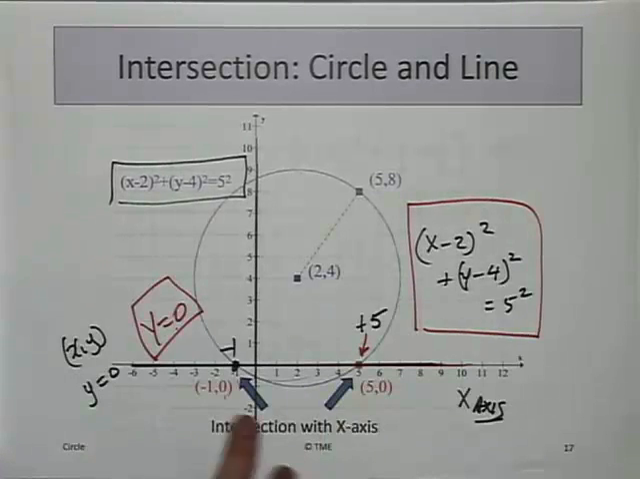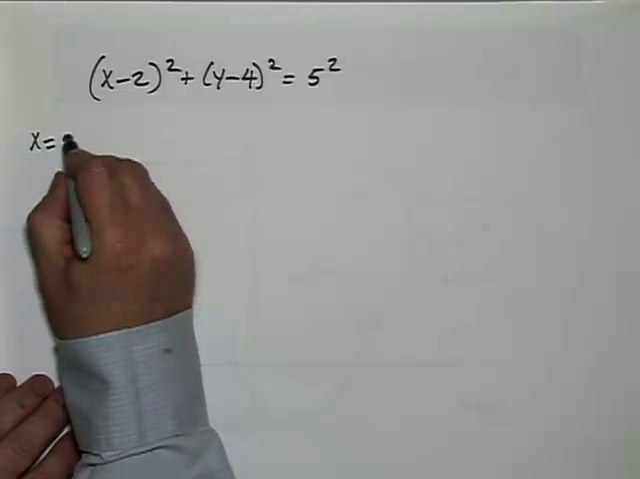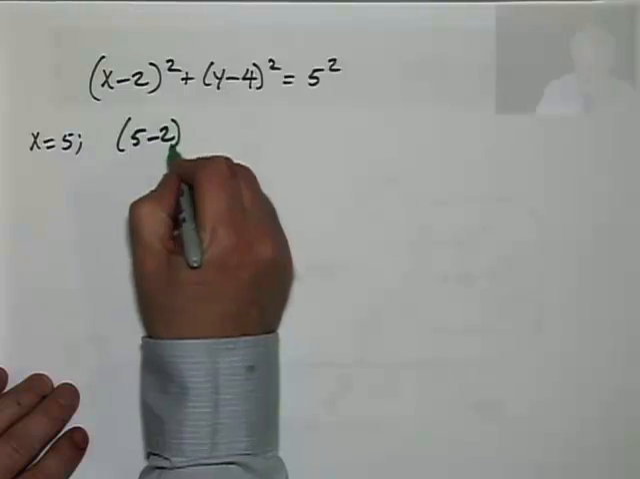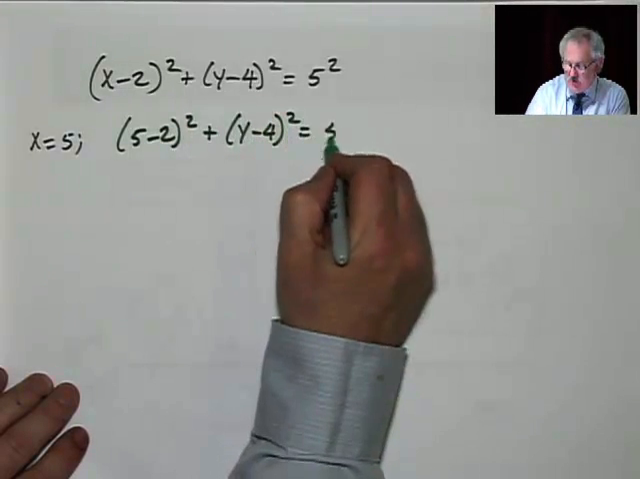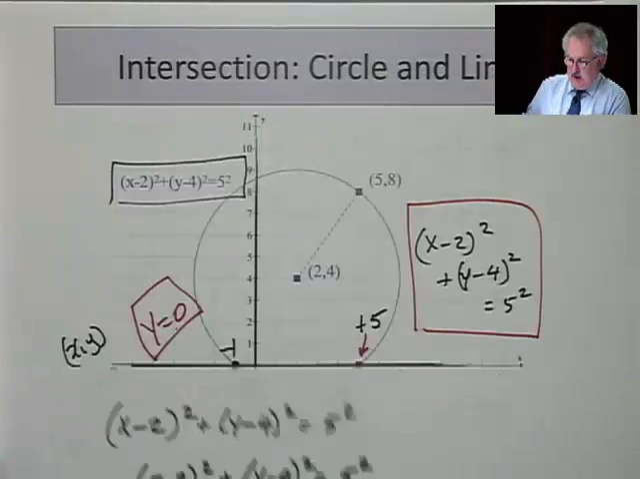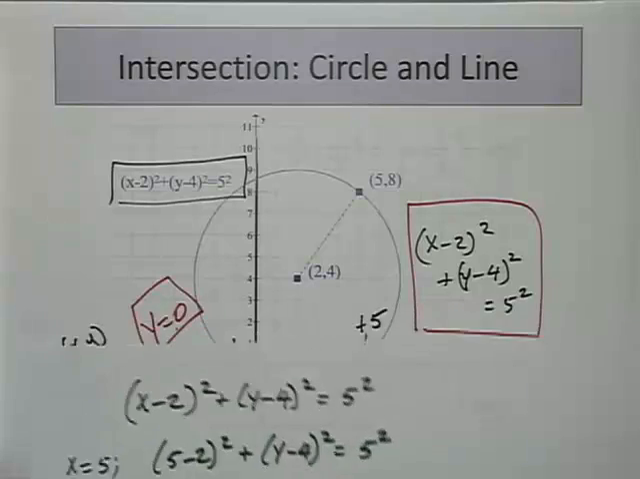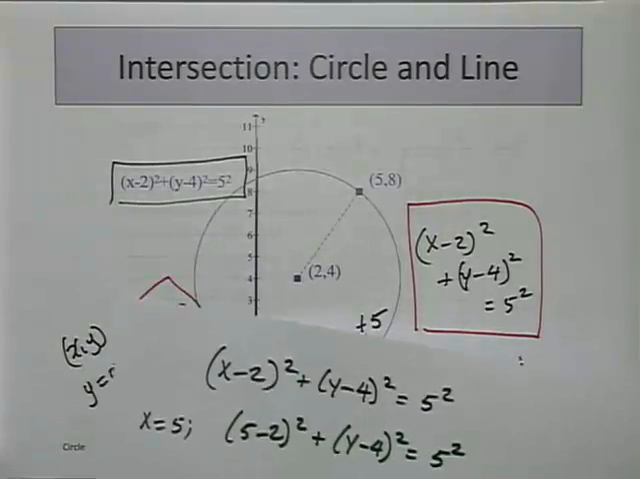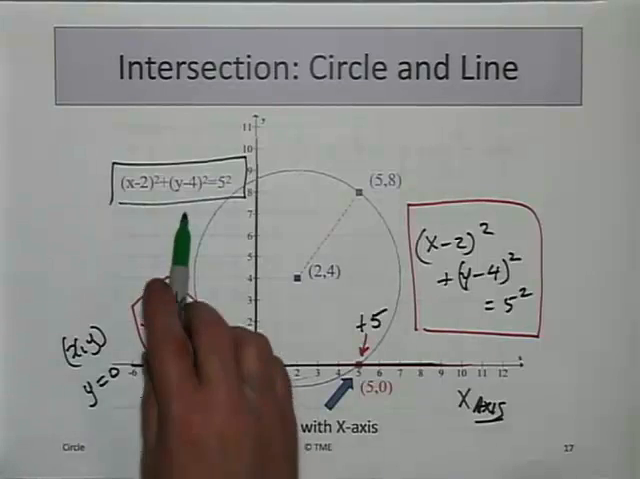And I'm saying that the first value I'm going to try is x is 5. Well, when x is 5, this becomes 5 minus 2 squared plus y minus 4 squared is 5 squared. But y, I think we were told was, what were we told there? Oh, we had an equation for y. What was our y equation? Had we got it expressed? How would we resolve this?